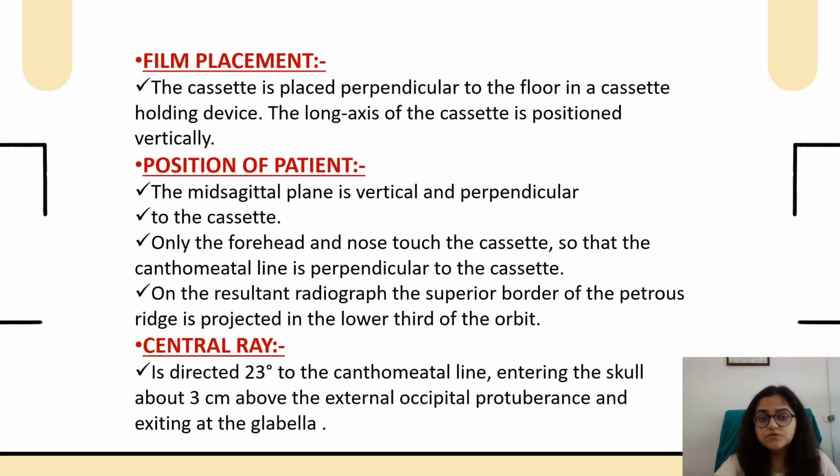Film placement for this projection should be like this. The cassette is placed perpendicular to the floor in the cassette holding device and the long axis of this cassette should be positioned vertically. If we talk about the position of the patient, the mid-sagittal plane of the patient should be vertical and perpendicular to the cassette. Only the forehead and the nose touch the cassette so that the canthomeatal line is perpendicular to the cassette. On the resultant radiograph, the superior border of the petrous ridge is projected in the lower third of the orbit, and the central ray is directed 23° to the canthomeatal line, entering the skull about 3 cm above the external occipital protuberance and exiting at the glabellar point.